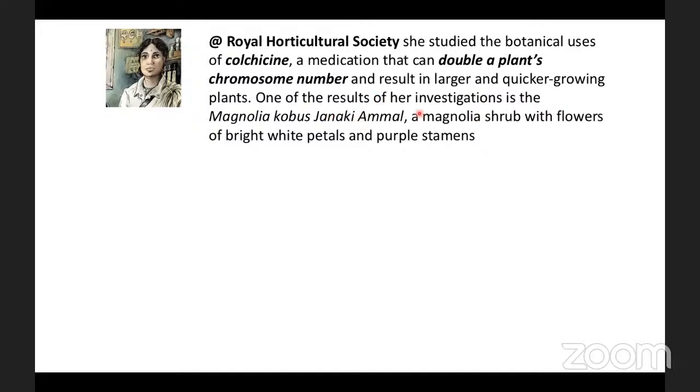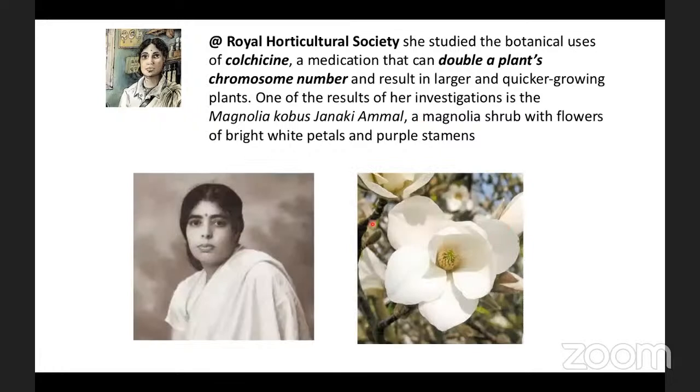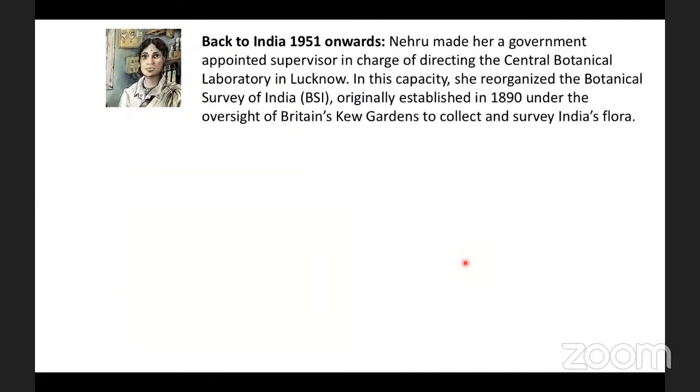One of the results of her investigation is a magnolia flower named after her. It's called Magnolia Kobus 'Janaki Ammal'. So this is the magnolia flower that was generated. There were other flowers and species that were named after her. So this is this beautiful magnolia shrub with flowers and bright white petals in the UK. We move on, and we come back to India.